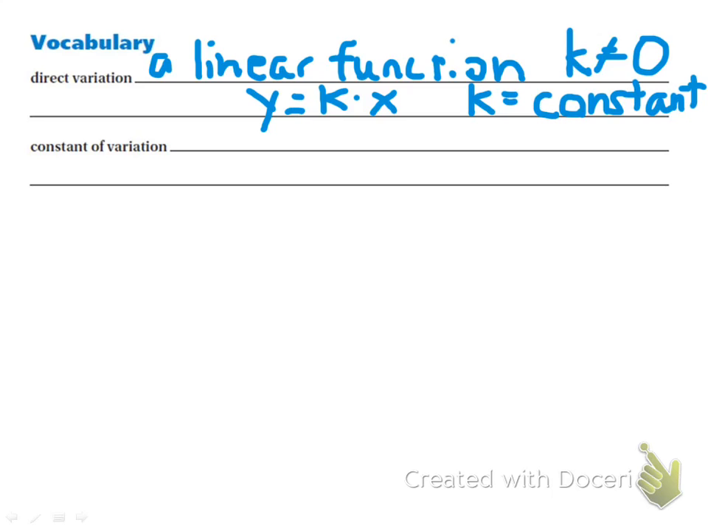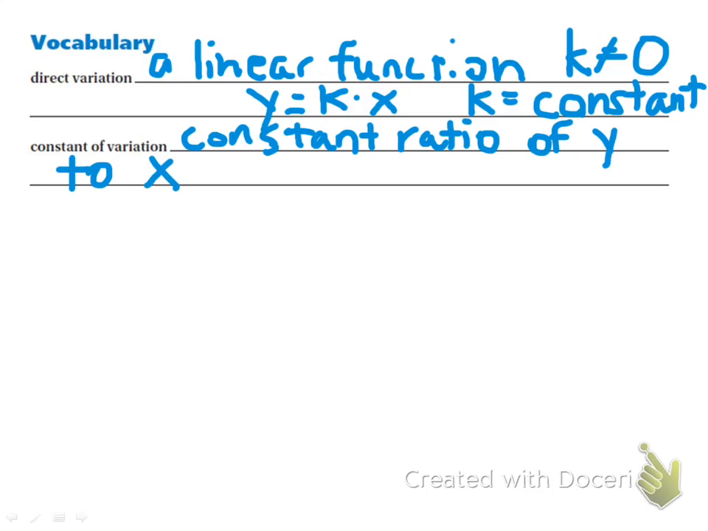Constant of variation is the constant ratio of y to x in a direct variation.